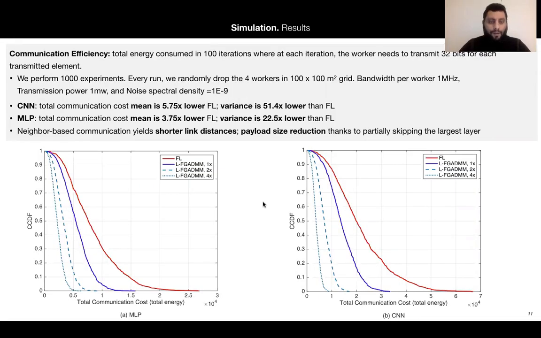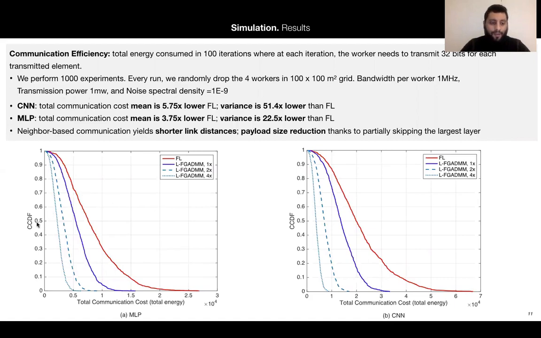Now we compare all the algorithms in terms of the communication efficiency. We measure the communication efficiency by the total energy consumed in 100 iterations. We assume every element in the model vector needs 32 bits to be transmitted. We performed 1,000 experiments. In every experiment we randomly drop four workers in a 100 by 100 meter grid. All other bandwidth and power parameters are as shown here.